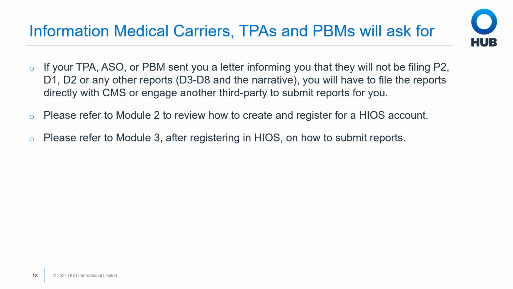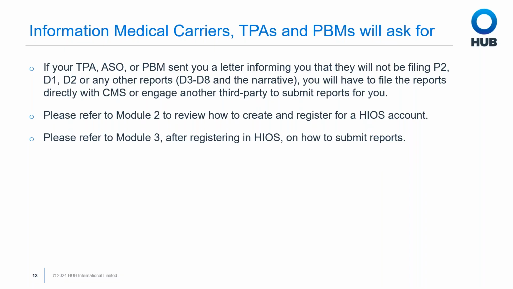As noted earlier, most of the information that you can collect to complete the filings, assuming you have been informed by your carriers that they will not be filing on your behalf, either your TPA, ASO vendor, or PBM have sent you a letter informing you that they will not be filing the RxDC reports on your behalf, you will be required to file those reports on your own, or you may engage a third party to file on your behalf.